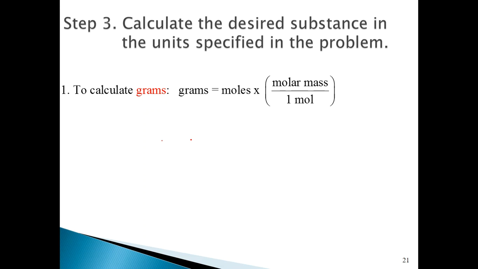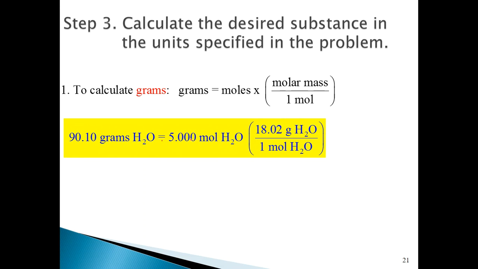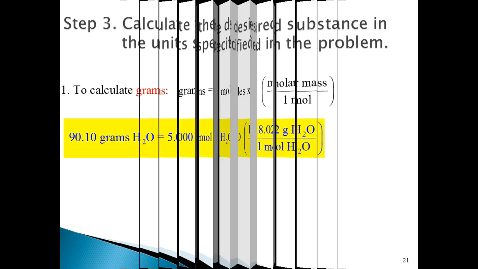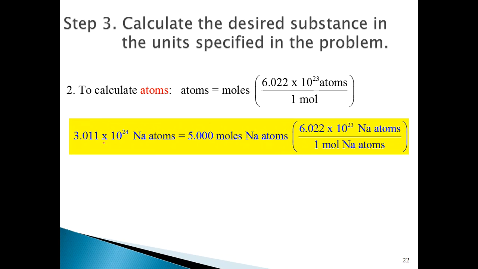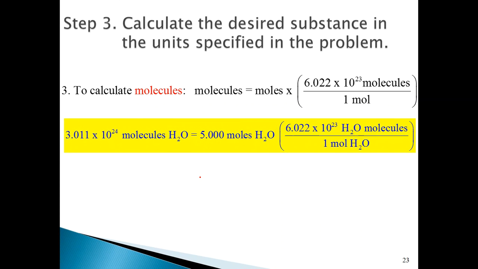You could also be asked to calculate, for example in this case, 5.00 moles of water. You multiply by the molar mass to get the mass in grams of water. You could also be asked to calculate the number of atoms, in which case you'd have to multiply the moles by Avogadro's number. For example, if you get 5.00 moles of sodium atoms, at that point you multiply by Avogadro's number to get the actual number of atoms. It all depends on what the question is asking for. If you want to get a number of molecules, again, it's the same thing. I think I showed you this one before, so let me skip that.